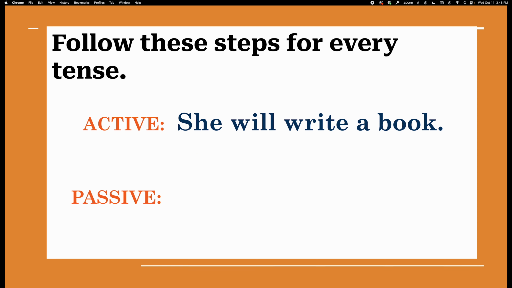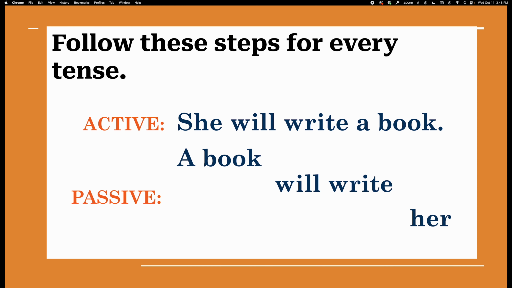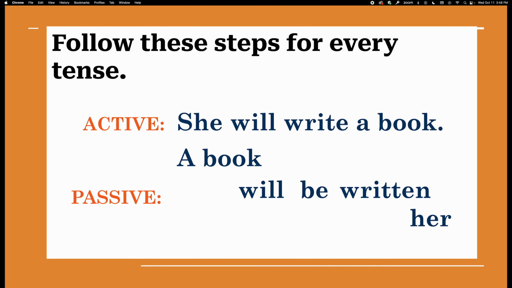Future tense. All right, you know what to do. Will write, keep the verb, change the subject and the object. I have just changed she into her because it's an object. Change the main verb, keep the helping verb. Write becomes written. Main verb becomes past participle. Now I will add my helping verb.